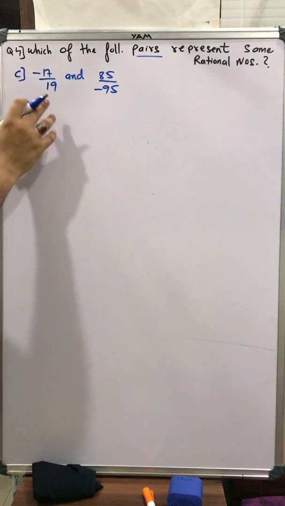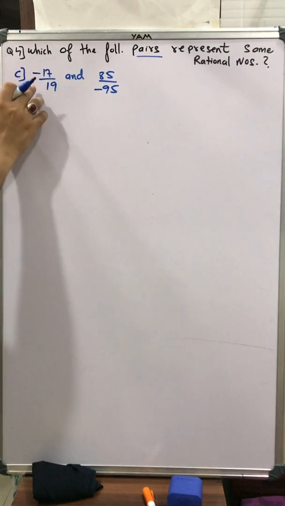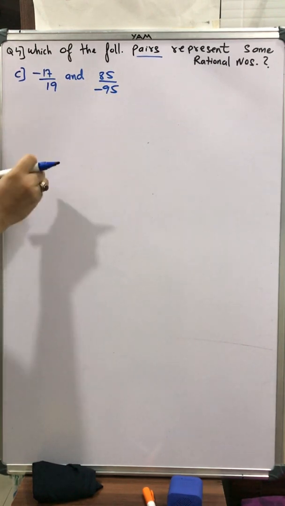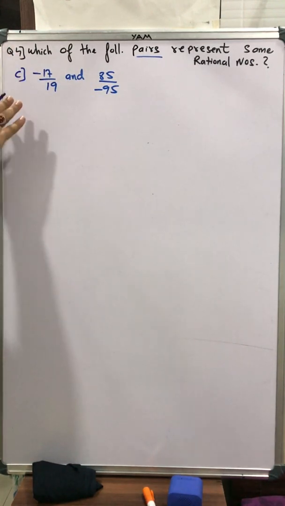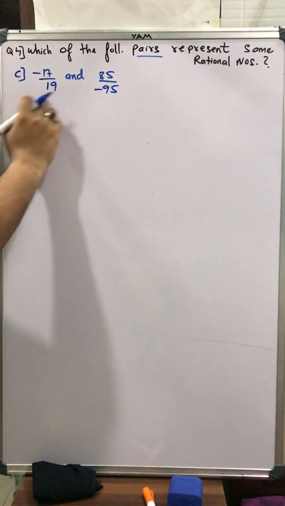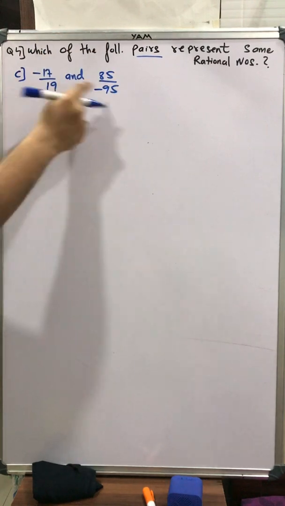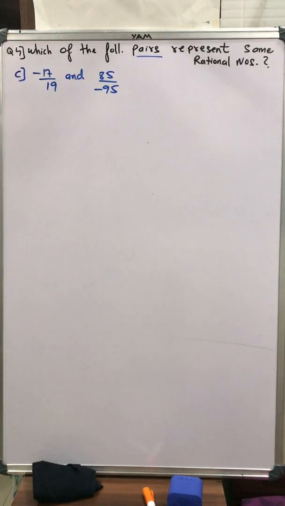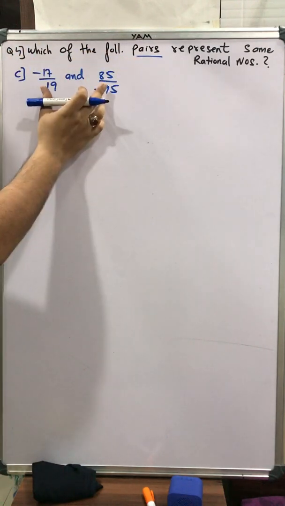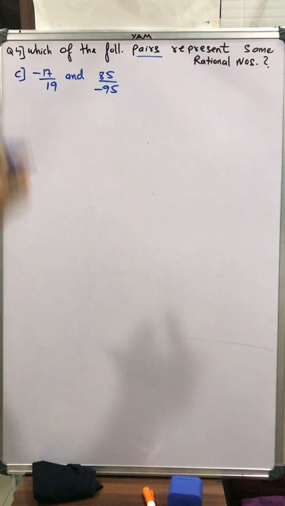That means apparently you must see that there will be two different fractions, two different rational numbers, but actually when we convert them or when we reduce them or when we evaluate them, they both represent the same number, they both have same value. Okay, so we need to find which of the following pairs represents same rational number.